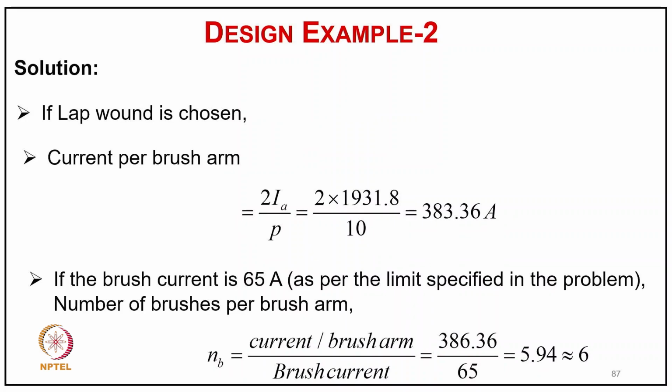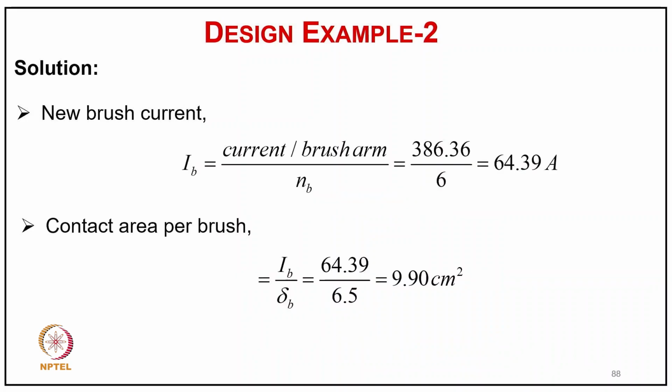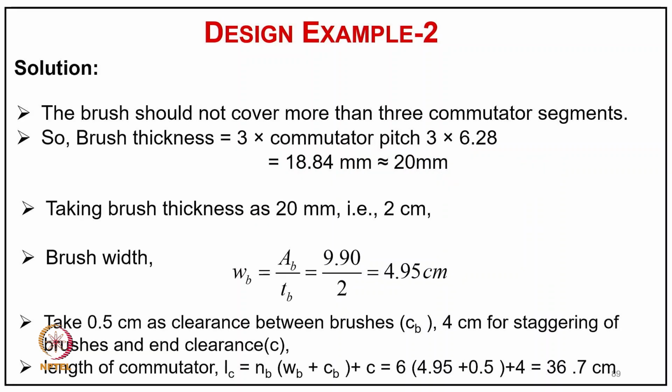If a lap wound machine is used, the current per brush arm will be 2I upon P, that becomes 386.36 ampere. If the brush current is 65 ampere, as per the limit specified in the problem, the number of brushes per arm will be N_B equal to current per brush arm divided by brush current, so 386.36 divided by 65, it becomes 6. So the new brush current I_B equal to current per arm divided by brushes per arm becomes 64.39, and the contact area per brush will be I_B divided by sigma, so it becomes 9.9 centimeter square.